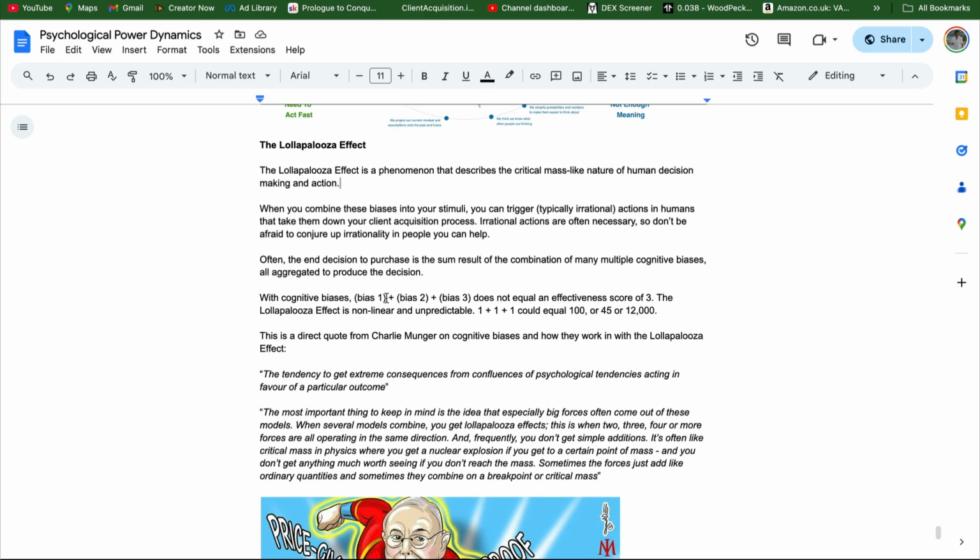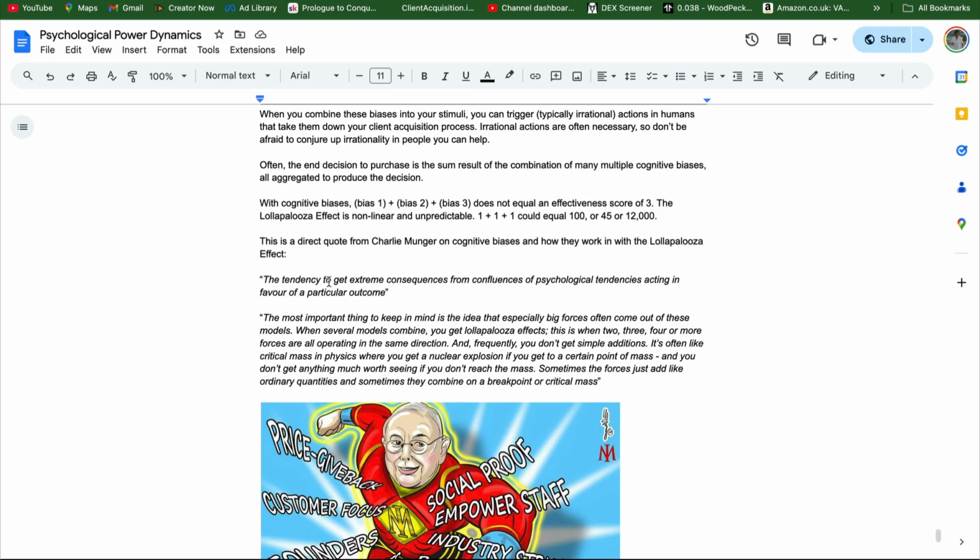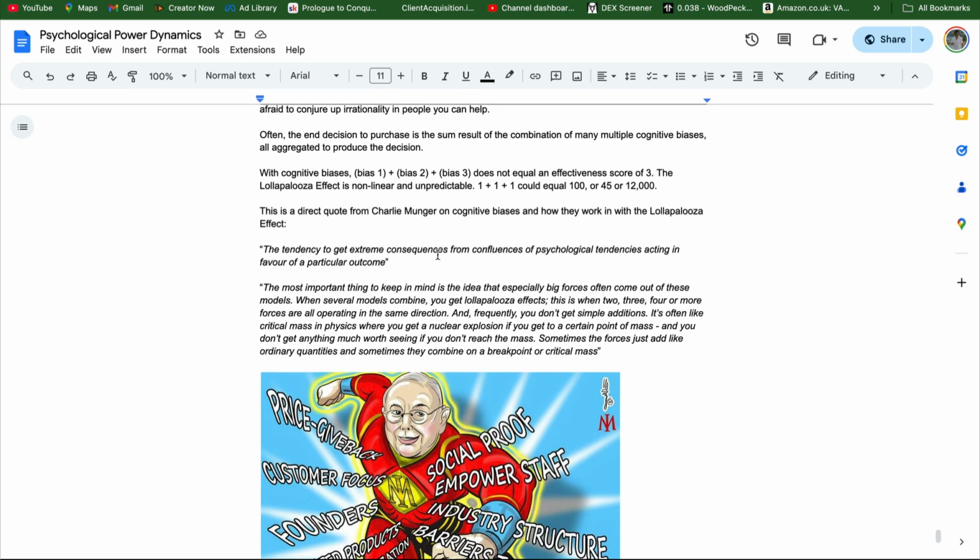With cognitive biases, bias 1 plus bias 2 plus bias 3 does not equal an effectiveness score of 3. The Lollapalooza effect is non-linear and unpredictable. 1 plus 1 plus 1 could equal 100 or 45 or 12,000. And this is a direct quote from Charlie Munger on cognitive biases and how they work with the Lollapalooza effect. The tendency to get extreme consequences from confluences of psychological tendencies acting in favor of a particular outcome.